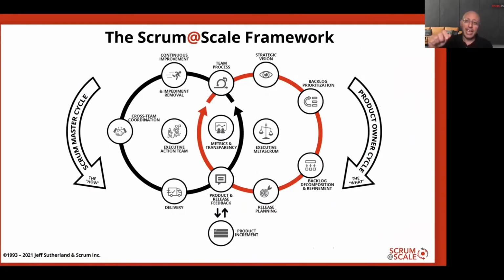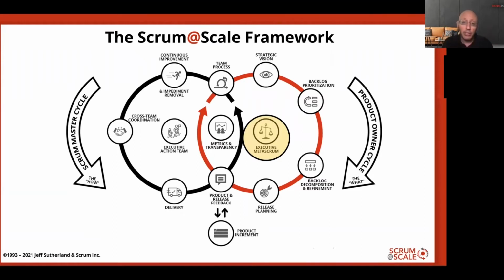So Scrum at Scale is a meta framework beyond Scrum as a framework that contains 12 what we call components. Some people will call them nodes out here. And if you notice, they're broken into two cycles. One of them is the product owner cycle, which is run by the executive meta Scrum. And this is on the right-hand side. This is all about the what the teams are going to deliver.